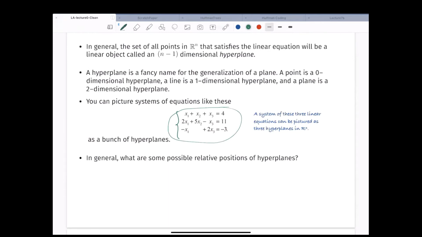How many solutions can you have with these 3 hyperplanes in 3 dimensions? Each one of these lines corresponds to a plane somewhere in space, thrown in the 3-dimensional space. How many x1, x2, x3s can you have that satisfy all 3 equations at the same time?